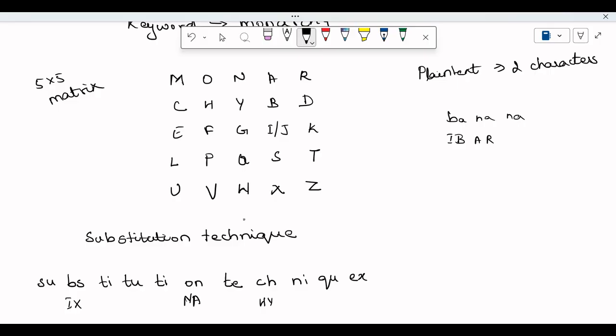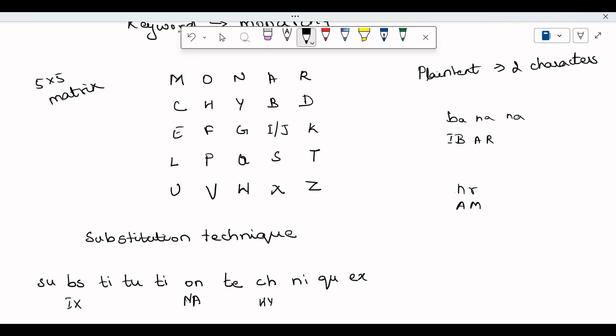Let me consider the plaintext pair NR. N is replaced with the letter to its right, that is A, and R is replaced with the letter to its right. Here the matrix is going to be considered as circular. To its right in this sense is M.